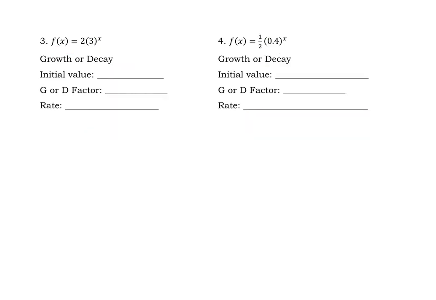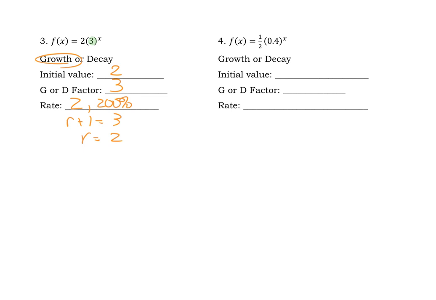This is a good time to stop, fill it out, and see if you're right. So I'm looking at my base is 3. That is greater than 1, so that is a growth. The initial value is 2. The factor is 3, so 1 plus rate equals 3. The rate is equal to 2, which is 200%, either one of those. Just remember, when it's a whole number, that makes it over 100%.